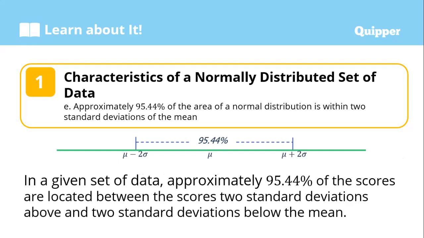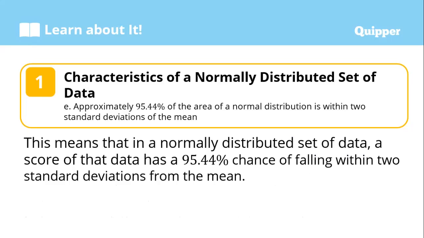Now, another characteristic of a normally distributed set: approximately 95.44% of the area of the normal distribution is within 2 standard deviations of the mean. So in a given set of data, approximately 95.44% of the scores are located between 2 standard deviations above and 2 standard deviations below the mean, 0 minus 2 standard deviations and 0 plus 2 standard deviations. This means that a score has a 95.44% chance of falling within 2 standard deviations from the mean.